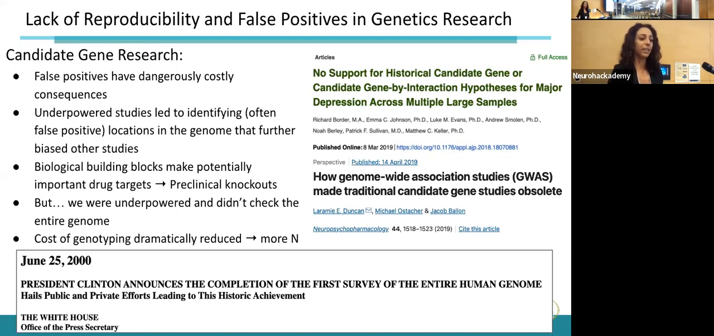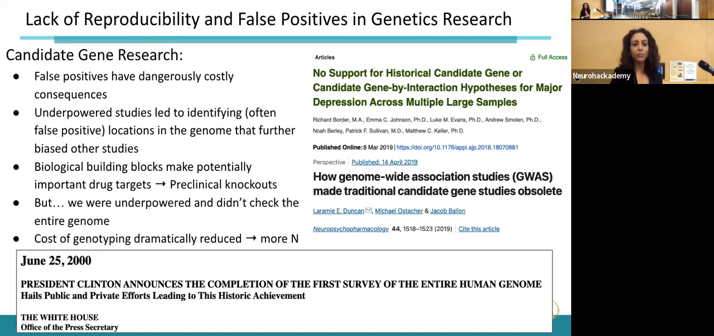And when the entire genome was first sequenced in the early 2000s, that's when this genetic research really started taking off, and we started to realize how badly we were doing in genetics research, like how things were not reproducible, how we hadn't screened the whole genome. We didn't even know where we were looking.